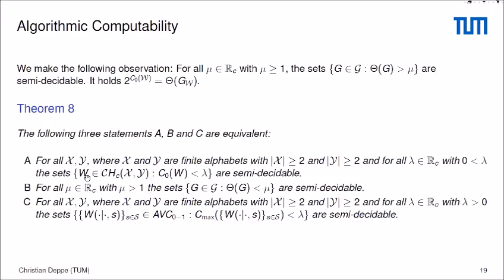The sets of channels such that the zero error capacity is smaller than a given lambda are semi-decidable. The set of graphs such that the channel capacity of the graphs is smaller than mu, for a given computable mu, are semi-decidable. And finally, the sets of arbitrarily varying 0-1 channels such that its maximal capacity is smaller than a given computable lambda are semi-decidable.